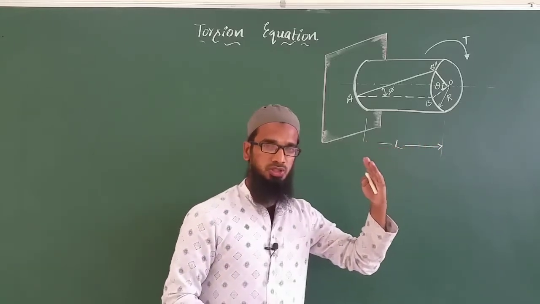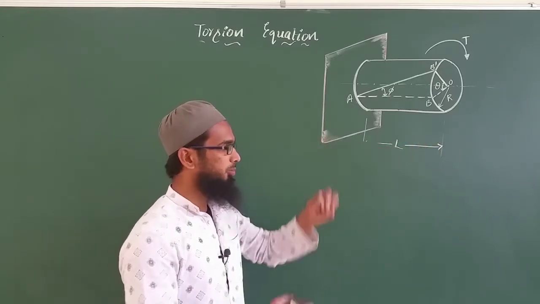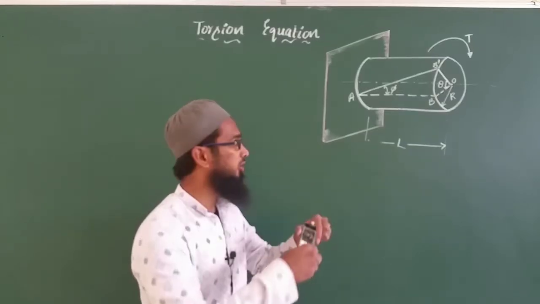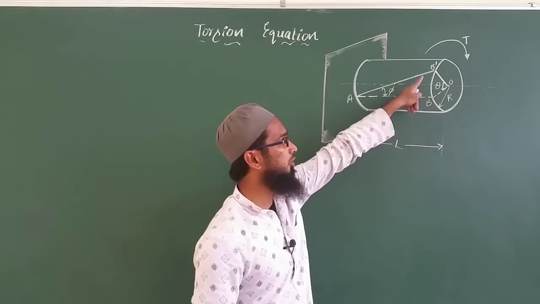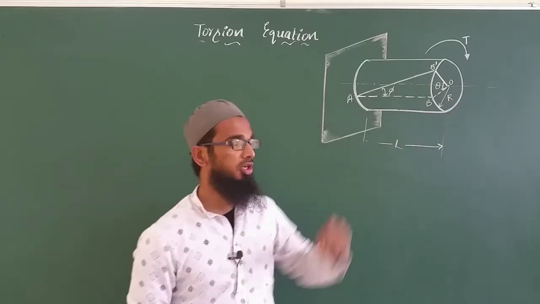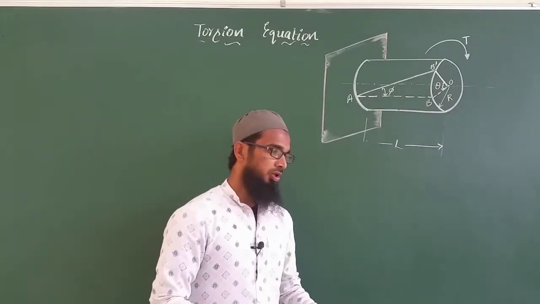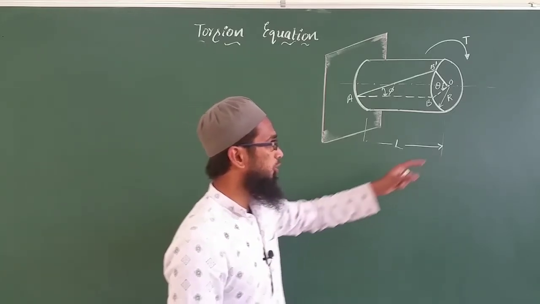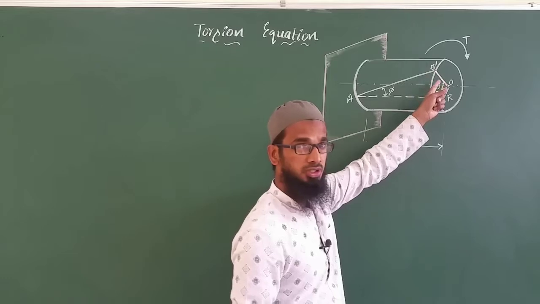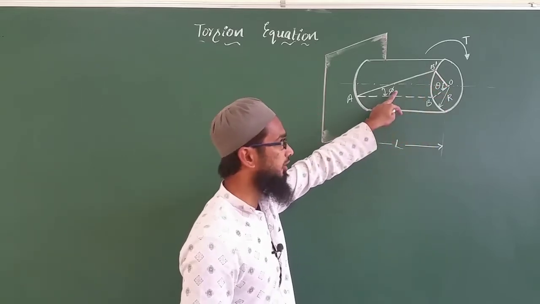Now let us consider this line AB, a layer that we have marked on the outer surface. What happens when we apply the twisting moment T here? The location of this point B will be shifted to B dash. When it is subjected to a twisting moment T, the point B is shifted to B dash, which makes an angle phi here.